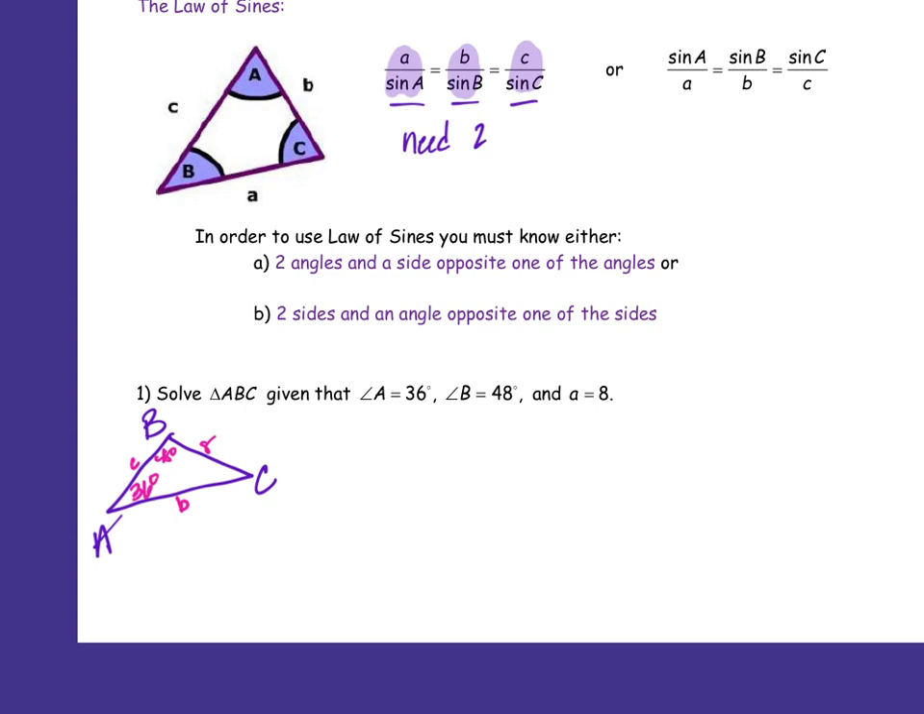When it says solve the triangle, we talked about this before when we were doing right triangle trig. If it says solve the triangle, it means find all of the angles and all of the sides. So I'm just going to come over here and write angle A, angle B, angle C, side a, side b, and side c, and then fill in whatever information I have. So this is 36, 48, and 8, and now I know what I have to find. I know what I have, and I know what I have to find. Okay?